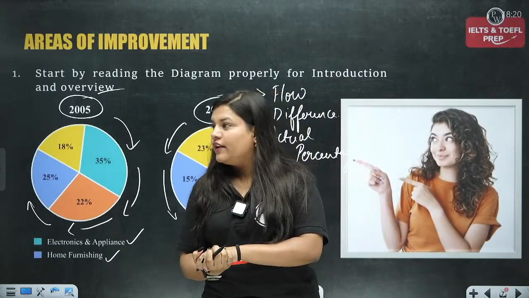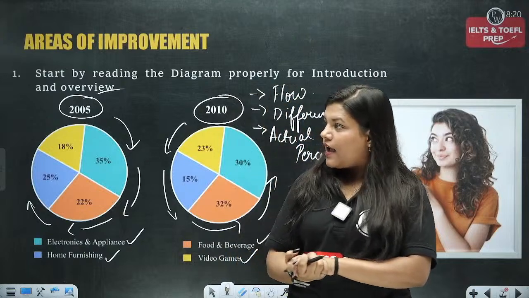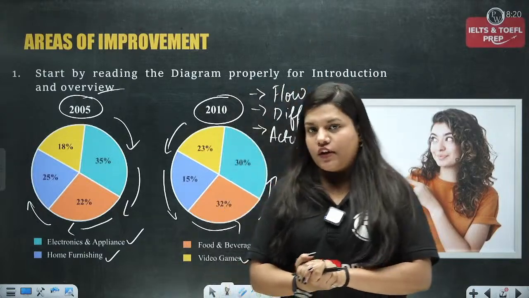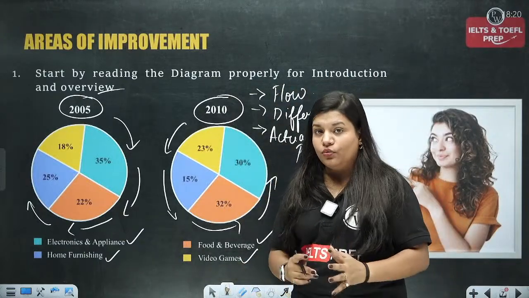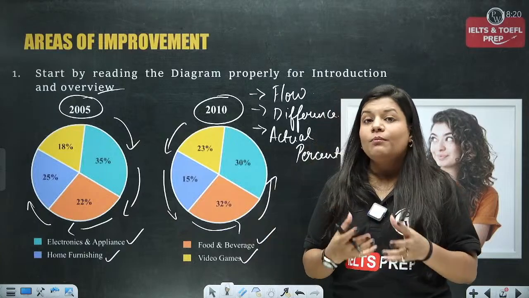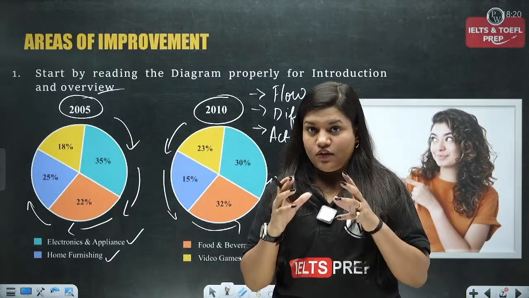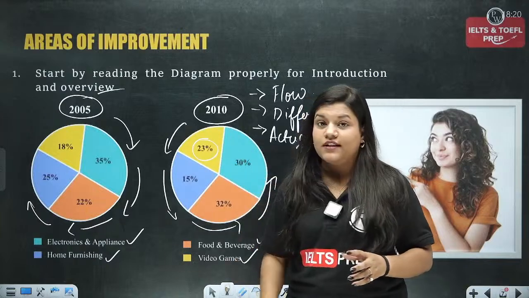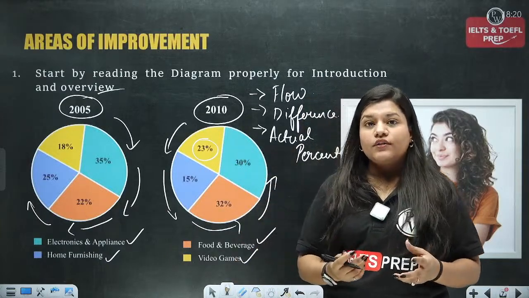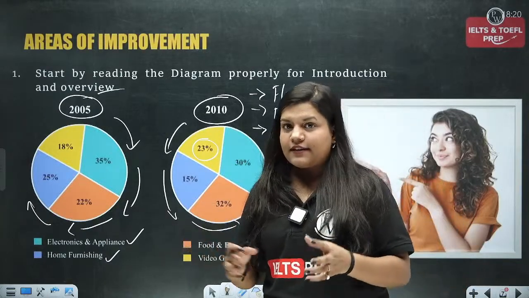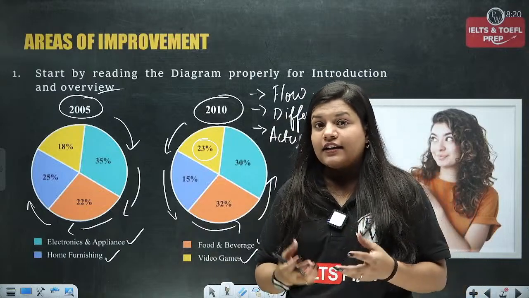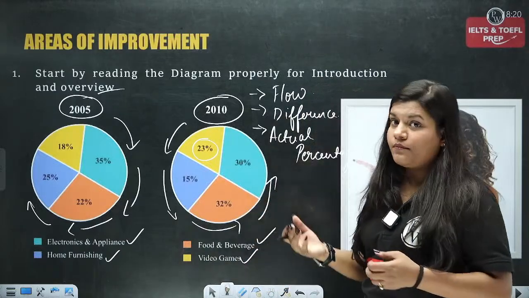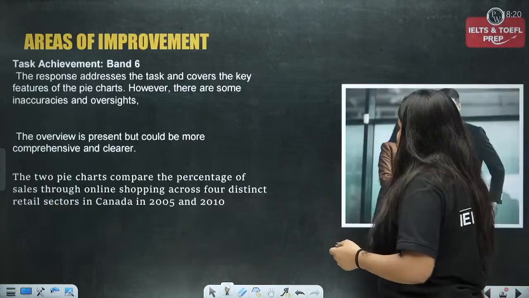Ma'am, I usually divide the answer into sectors increasing and sectors decreasing. Fair enough. That is also something that you can do, but you also need to make sure of the precision of the numerals. The precision of the percentage is very important, because there are certain mistakes that I'll be telling you about, and also how those mistakes can be corrected. Now just have a quick look at it.